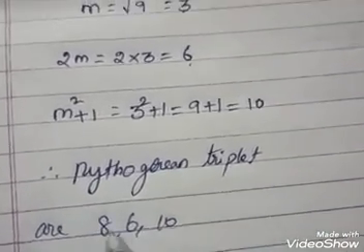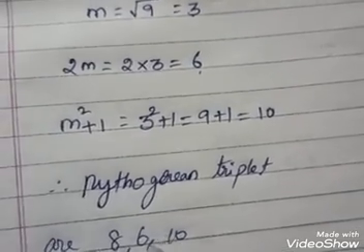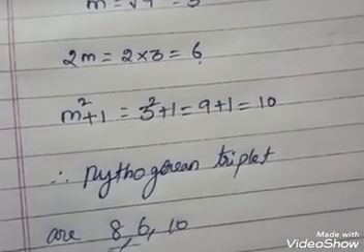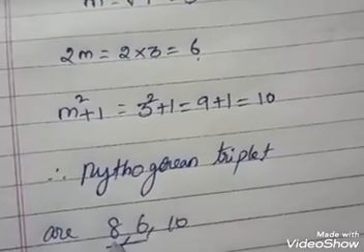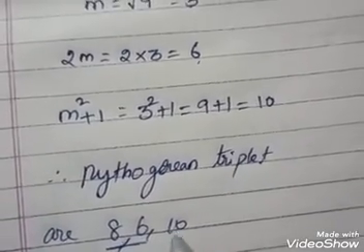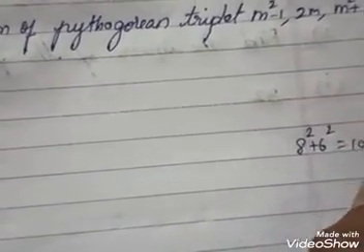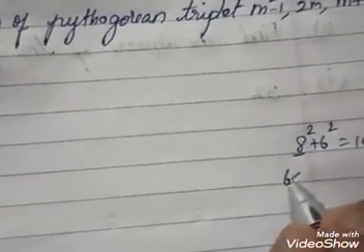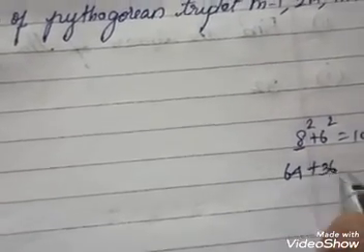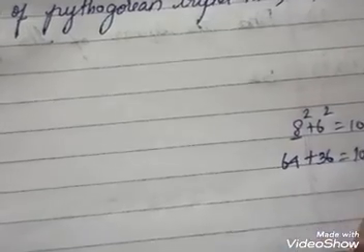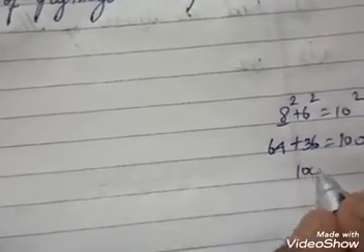If you check this, what is the answer? Already I told you that you square these two and add, and the value is equal to the square of the third number. In rough work I take 8 square plus 6 square, which is equal to 10 square. So 8 8s are 64 plus 6 6s are 36, which is equal to 10 10s are 100. So 64 plus 36 is equal to 100.